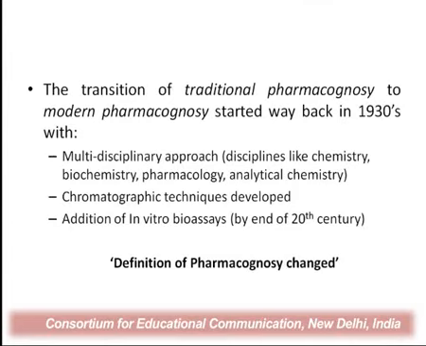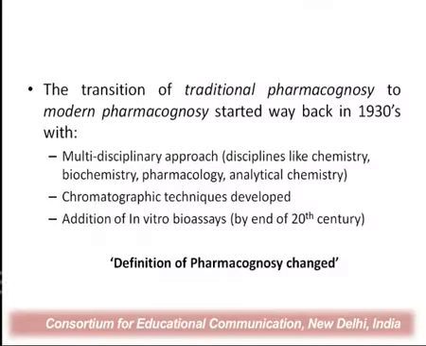People from chemistry started studying plants for their various chemical constituents: what those constituents are, their identification, their structure elucidation. Then biochemistry and pharmacology people started working on plants, and they started discovering how these plants act on the body, by which they show their medicinal effect. Analytical chemistry people started developing various analytical methods by which they can determine the quantity of those active constituents in the plants.